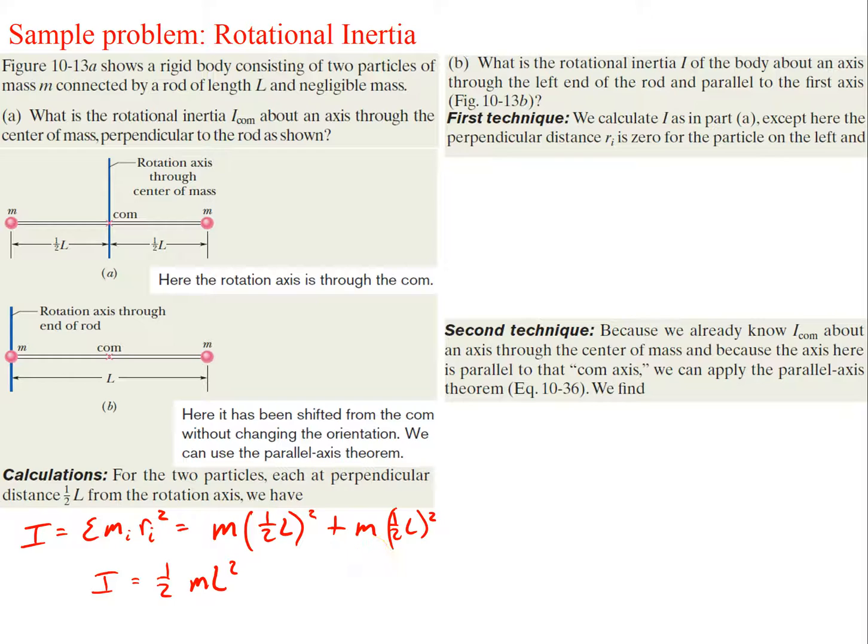All right, so the moment of inertia of two point particles, if the axis of rotation is right in the middle of them, is going to be 1/2 mL squared. All right, so part B asks us, what is the rotational inertia of the body about an axis through the left end of the rod? So this time we're looking at the axis over here on the left end. We're going to do the same thing. It's going to be the summation of each of the particles.